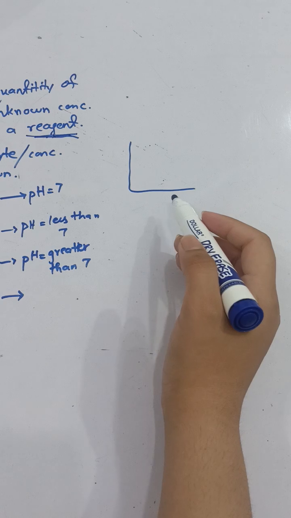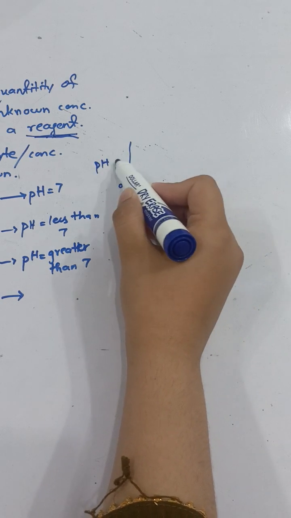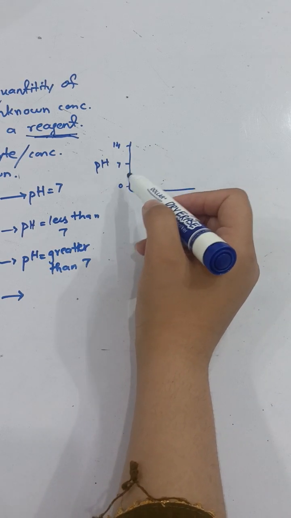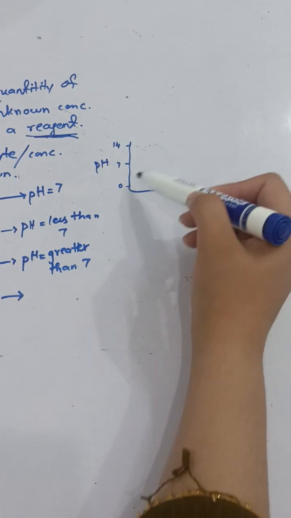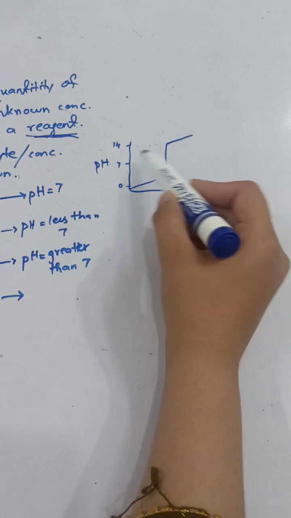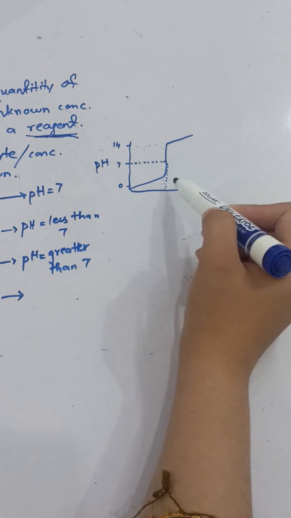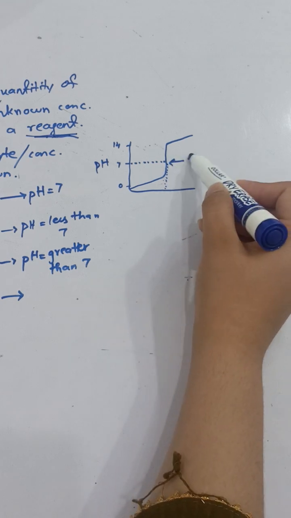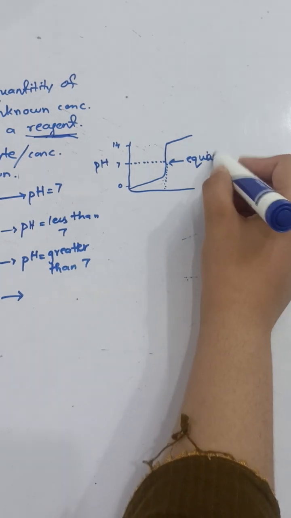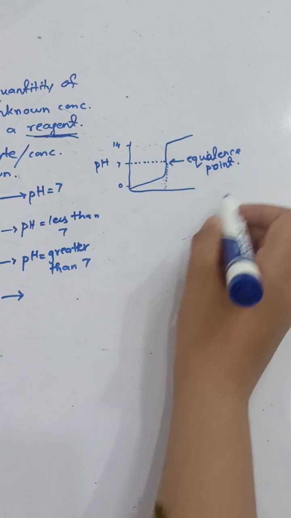Okay, so here we have the pH. Like we have 0 pH, here we have 7 pH, here we have 14 pH. Okay, and we are going to find their equivalence point. So their equivalence point will be like that. So their equivalence point is this 7 pH. This is its equivalence point.